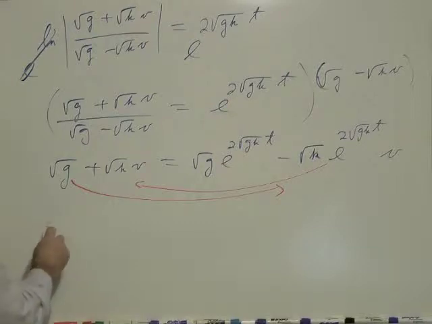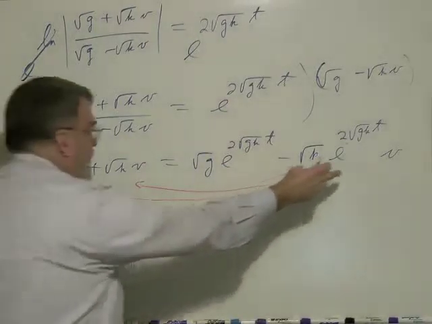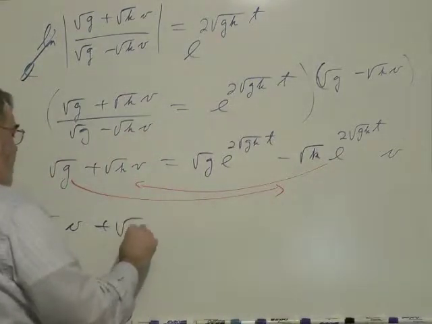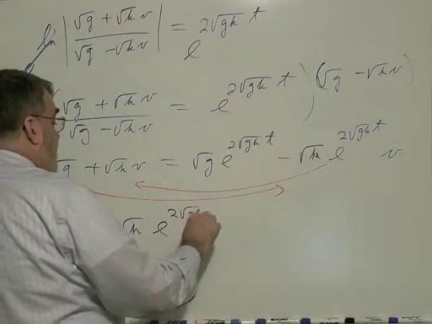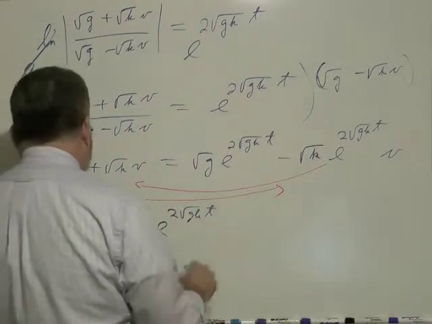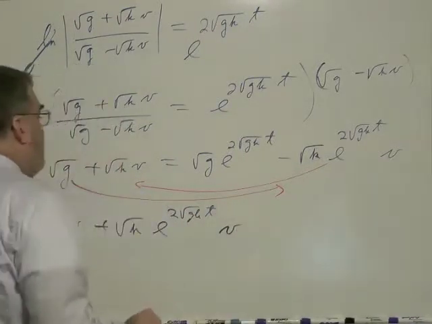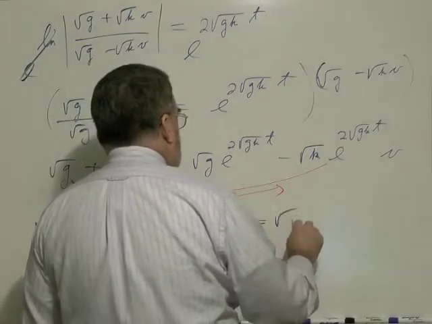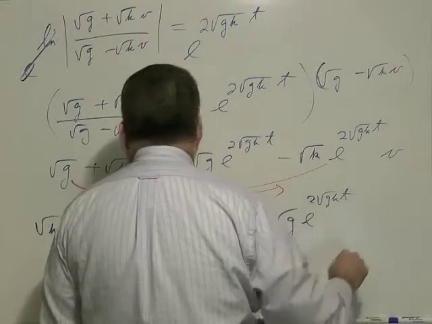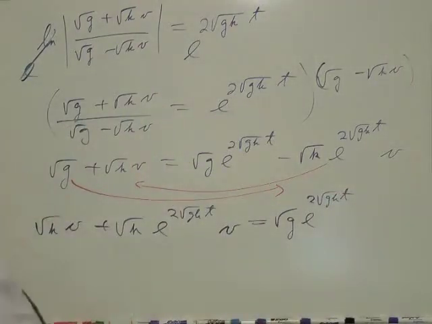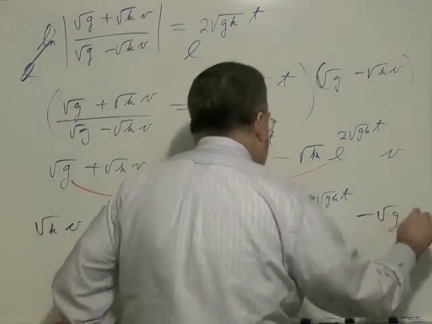And so we have the square root of k times v plus this term, square root of k times e to the 2 square roots of gkt times v equals the square root of g times e to the 2 square roots of gkt, minus this term, minus the square root of g.